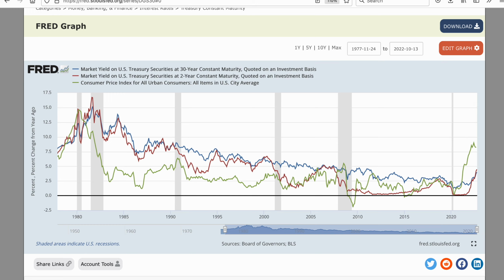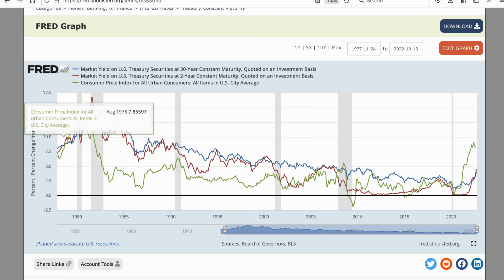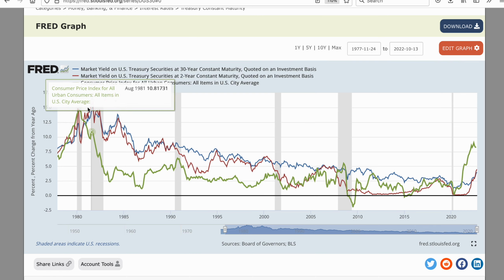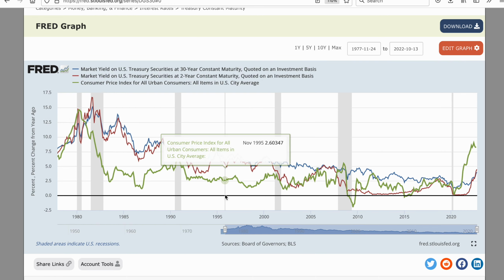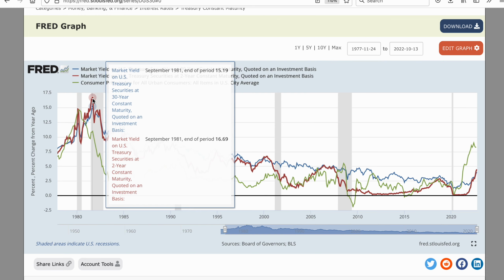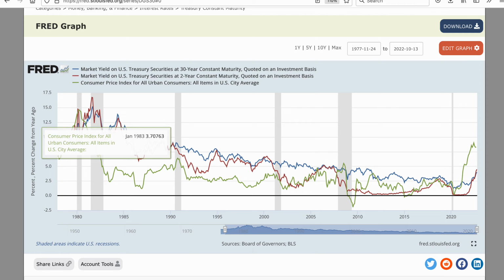So this is why the Fed needs to raise rates, because if you go back here, when the rates were really high, notice even though inflation was high, at many points in time, you see the red line? The red line, that's the 2-year rate. The 2-year rate, I'm going to put my mouse on it, hopefully it won't move. The 2-year rate was at nearly 17% at one point. But it was higher than inflation.